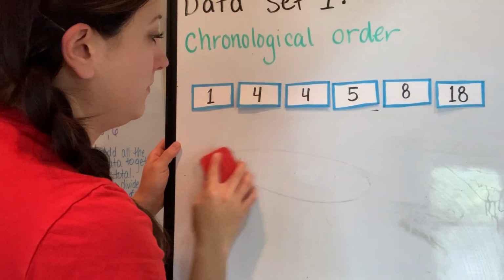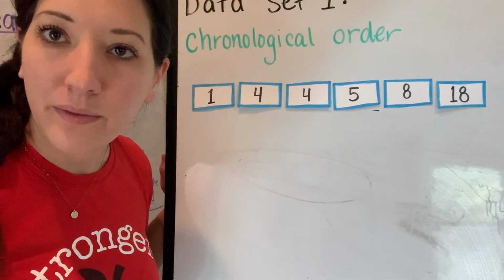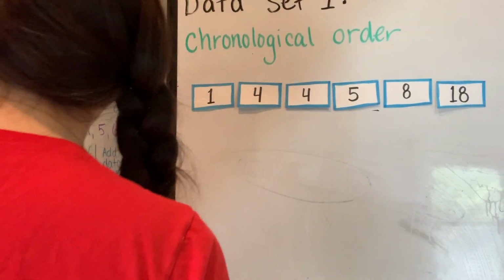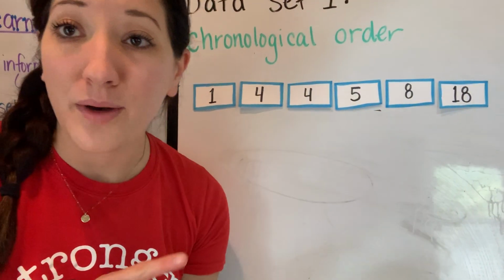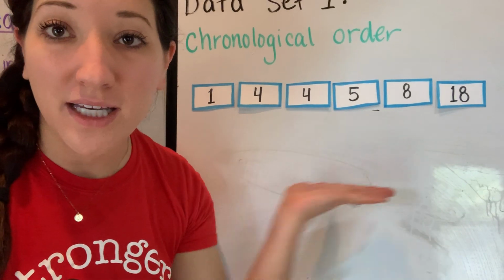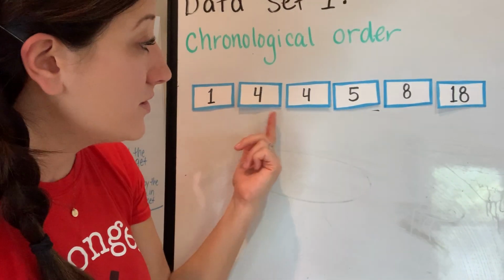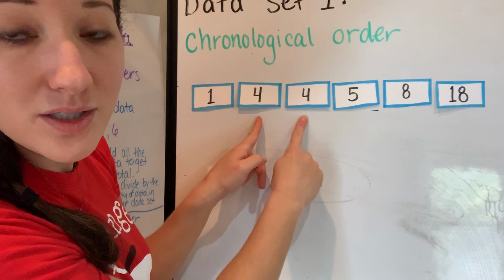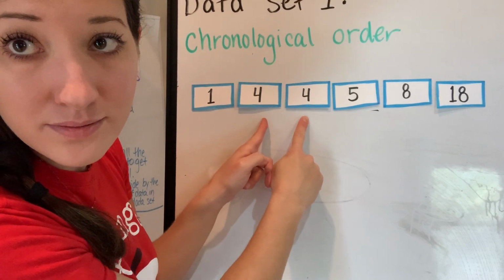Oh, and we were going to talk about mode. Mode is the number that shows up the most in your data set. Which data piece do we have the most of? In this data set, it's 4 because we have 2 of them. That's the mode. That's all you got to do.